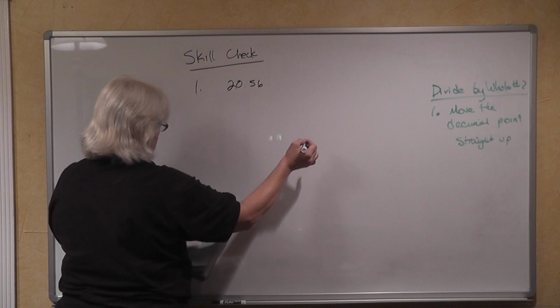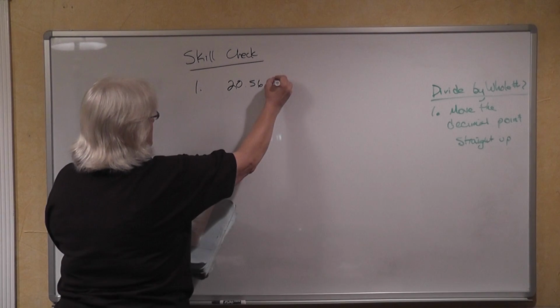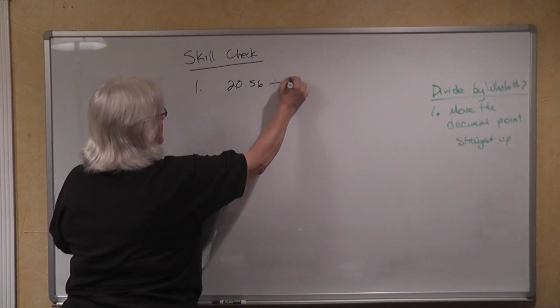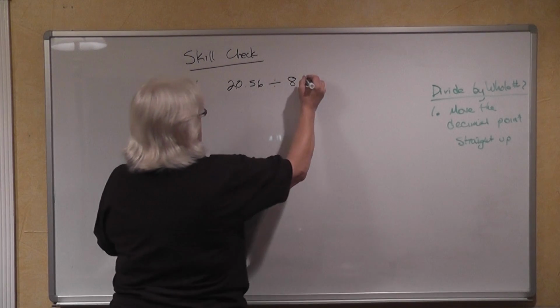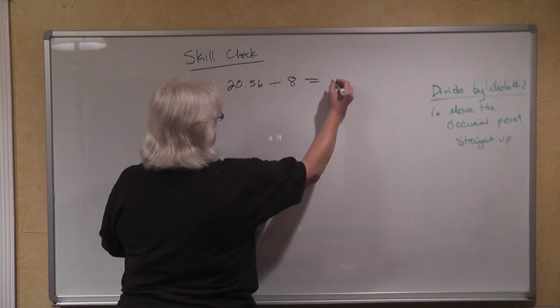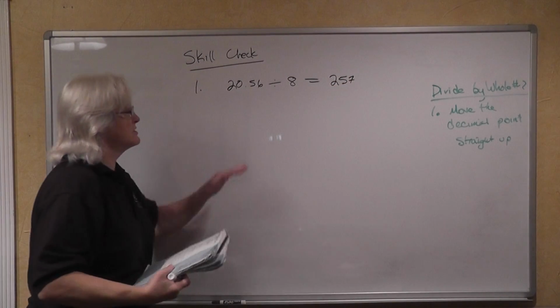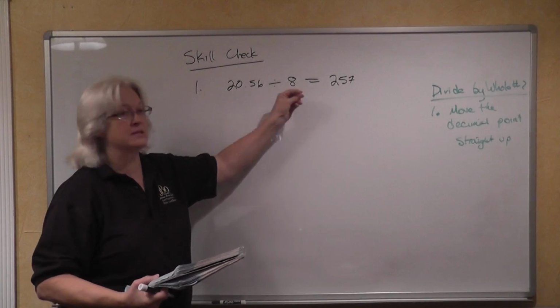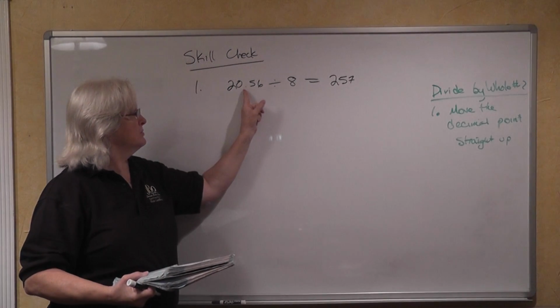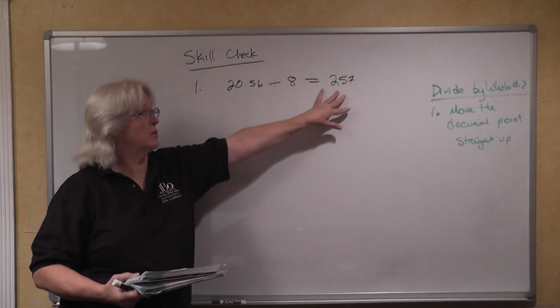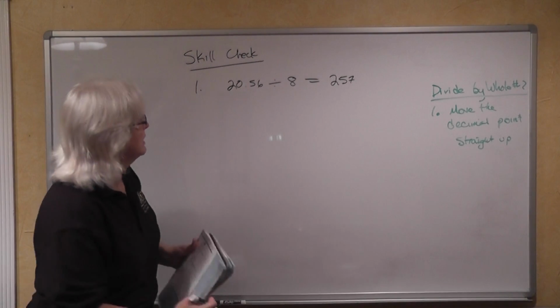20.56 divided by 8 is equal to 257. This is what it looks like in your book, and they say we want you to locate the decimal point in the quotient correctly. Okay?